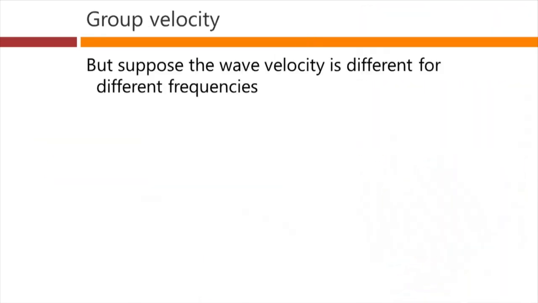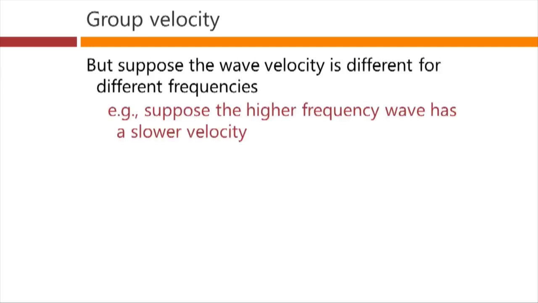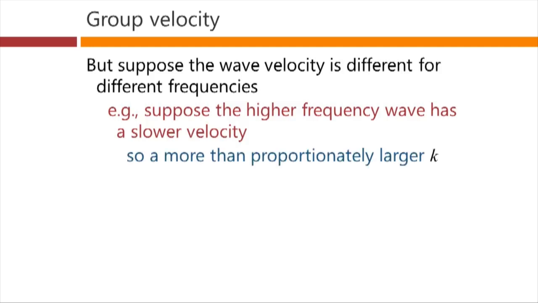But suppose the wave velocity is different for different frequencies. That is, suppose, for example, the higher frequency wave has a slower velocity than we were expecting. So we have a more than proportionately larger k. Remember that k is omega over v, so if the velocity is slower, v is a smaller number, then k has to be a larger number. That means effectively, because the wave velocity is slower, we're packing more waves into the same physical distance.